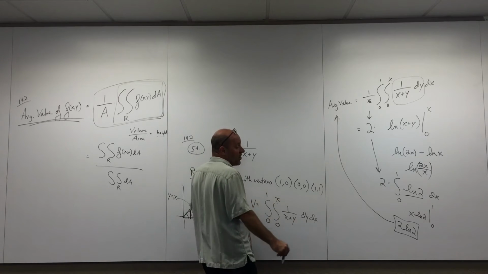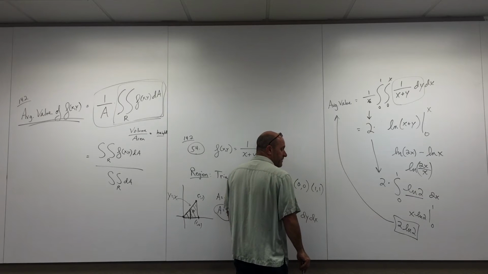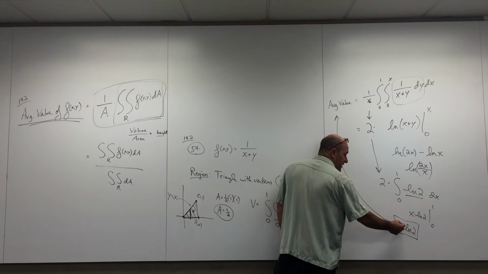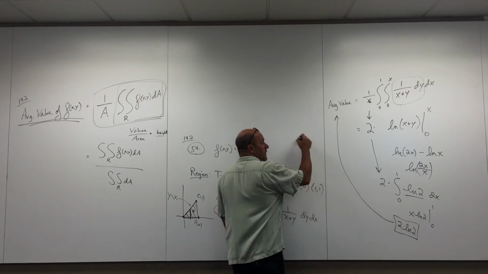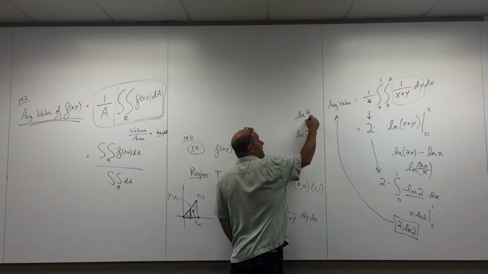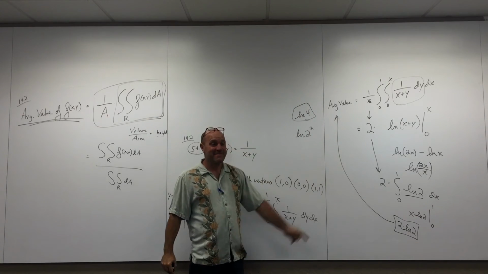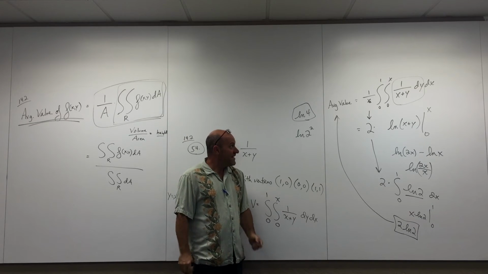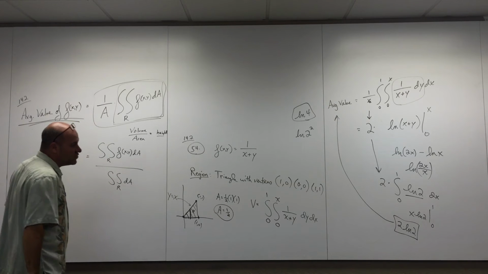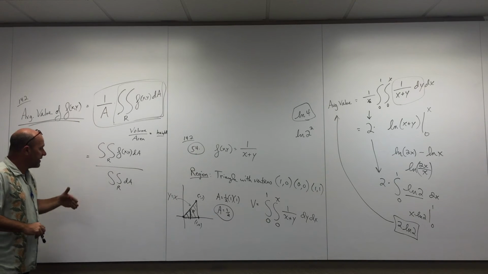Using fancy log rules, somebody else might call that something different. They would move that 2 up there like a power, and they would call it ln of 2 squared, which is ln of 4. It's the same thing, actually. Yeah, that was kind of fun. Average value, just another use of this double integral, I guess. It's really the volume over area idea.